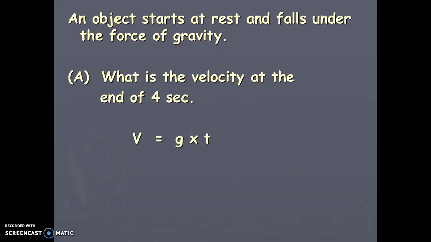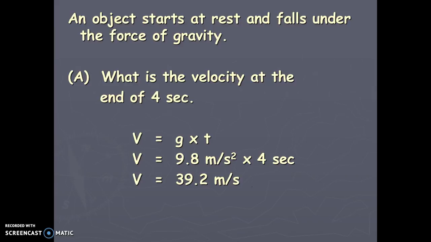So the problem here says an object starts at rest and falls under the force of gravity. Your equation is V equals G times T. And we're looking for the velocity at the end of 4 seconds. As we plug in numbers, G is always 9.8, and they gave you the time in the problem, which is 4 seconds. So the velocity equals 39.2 meters per second.